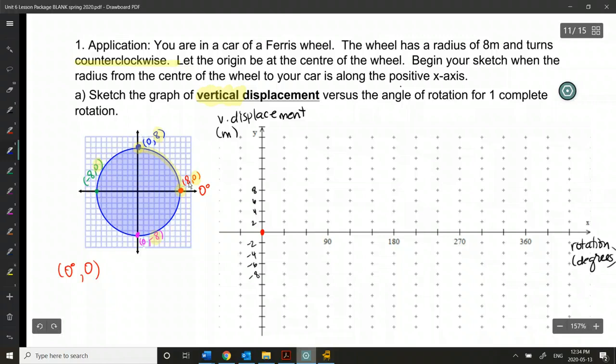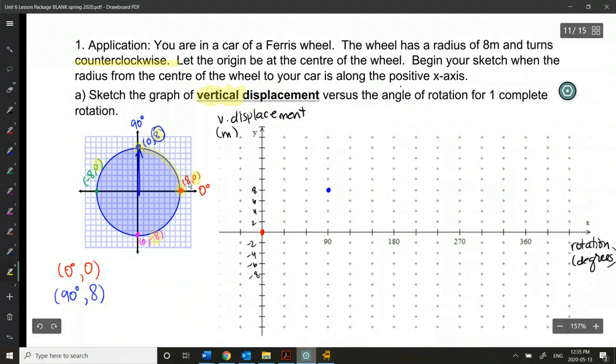So now, how far have I rotated from my initial starting point? Well, I've rotated 90 degrees from my initial starting point. So at my 90-degree rotation, what's my vertical displacement? Am I above the center, below the center, equal with the center? Okay, so I actually see here that I'm above the center, 8 meters. So at 90, I should be 8 meters above the center of the Ferris wheel.